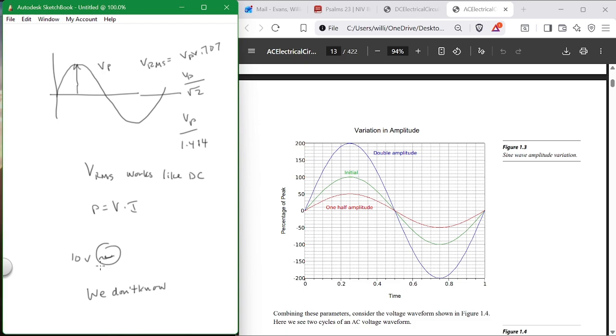Unless they say little p there or that little VRMS. If they say it, then you know. But we don't know. It's assumed most of the time as RMS. That makes sense?